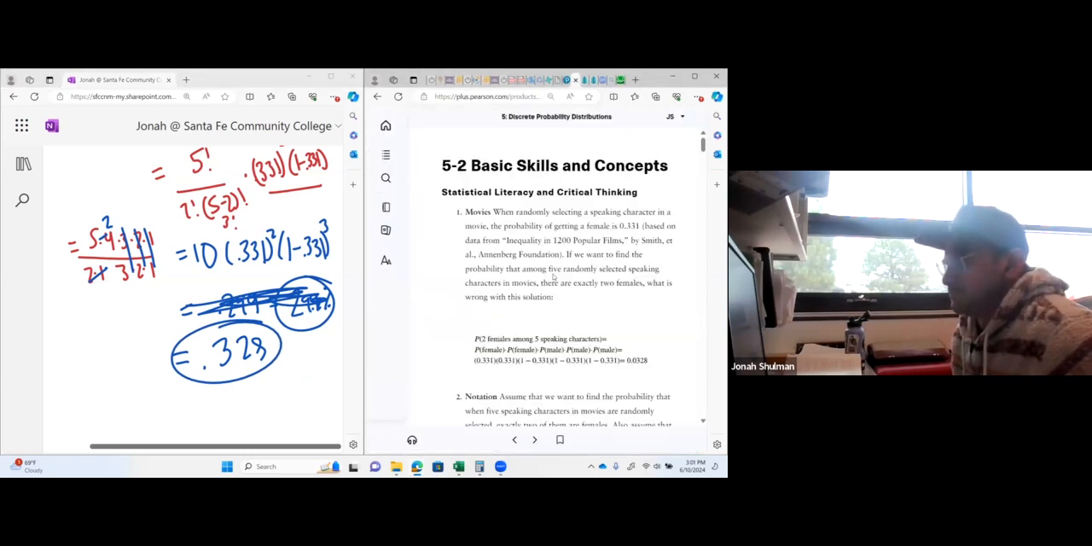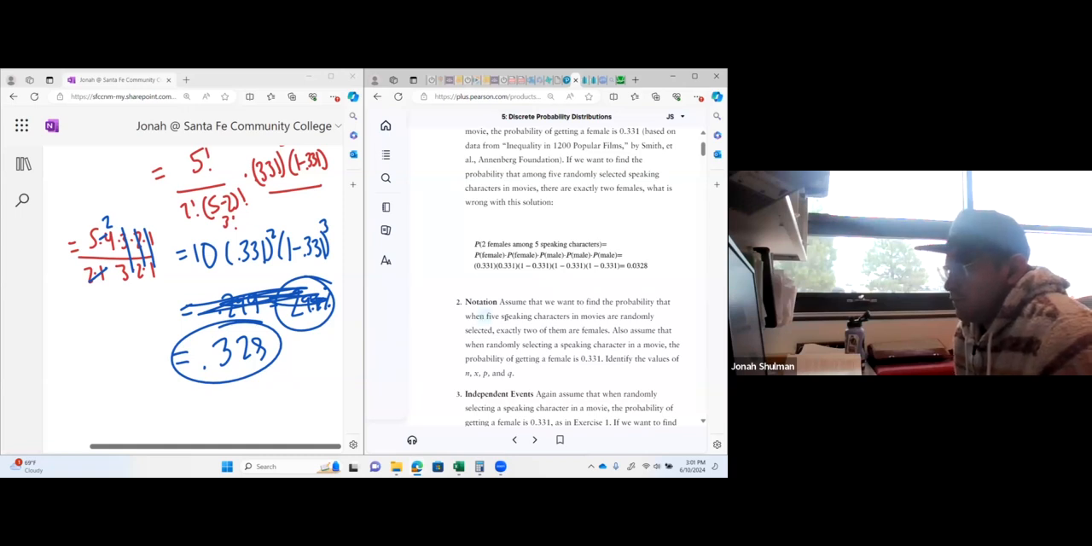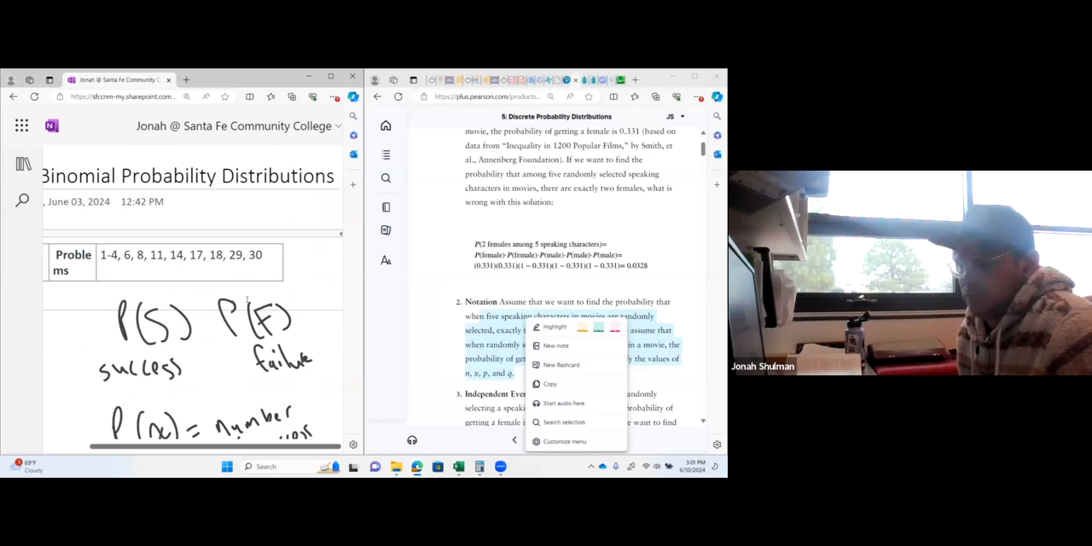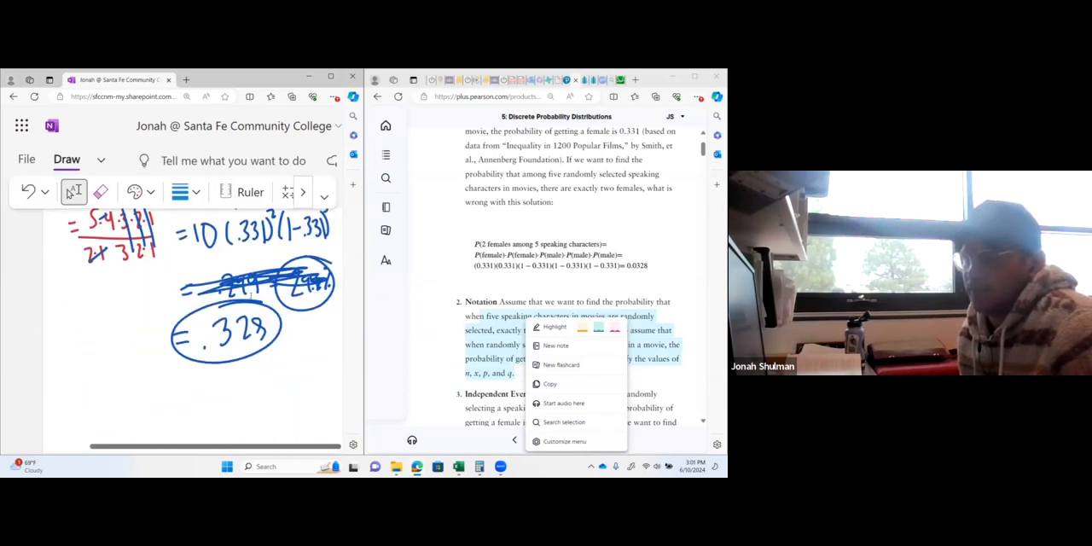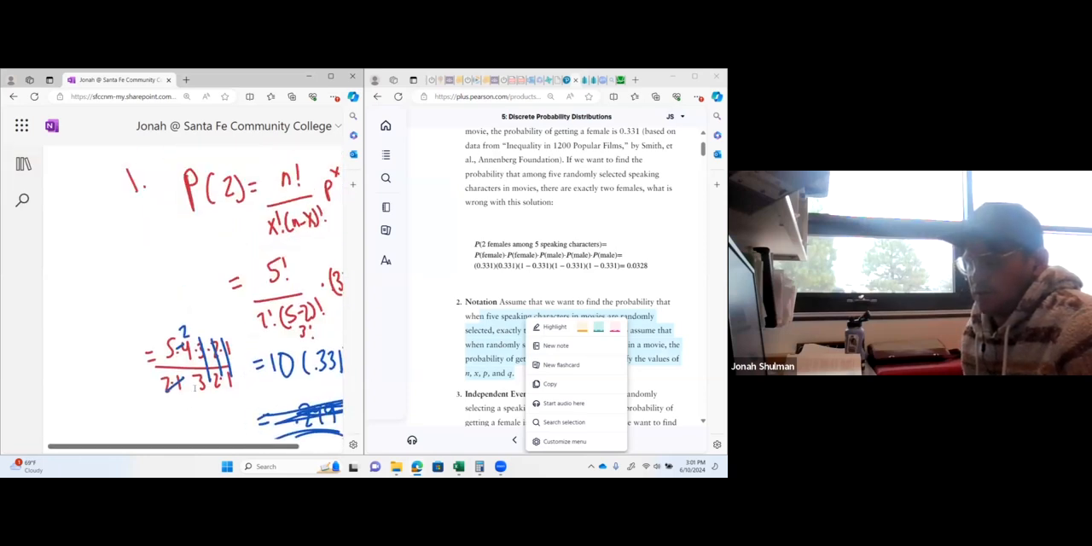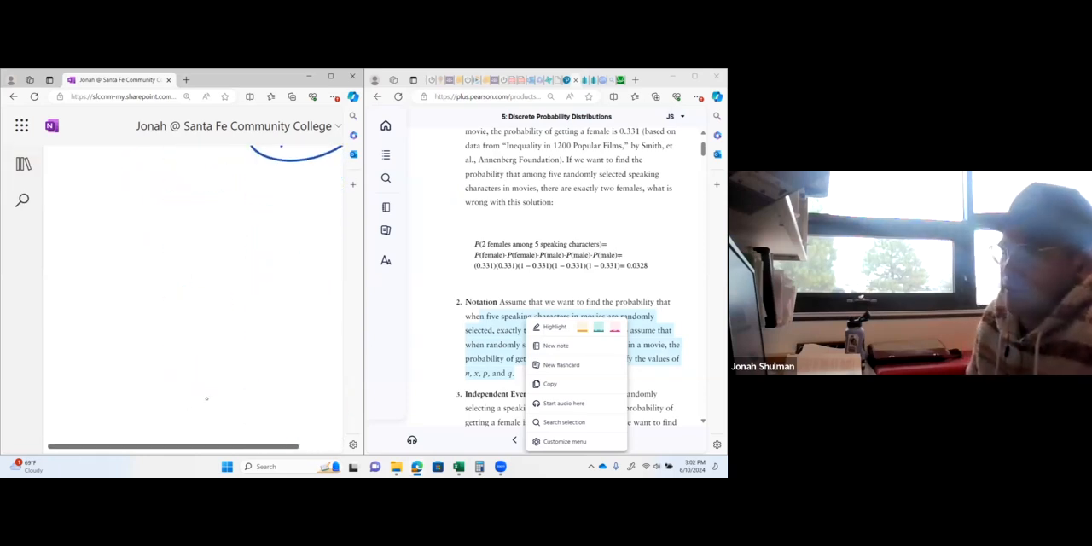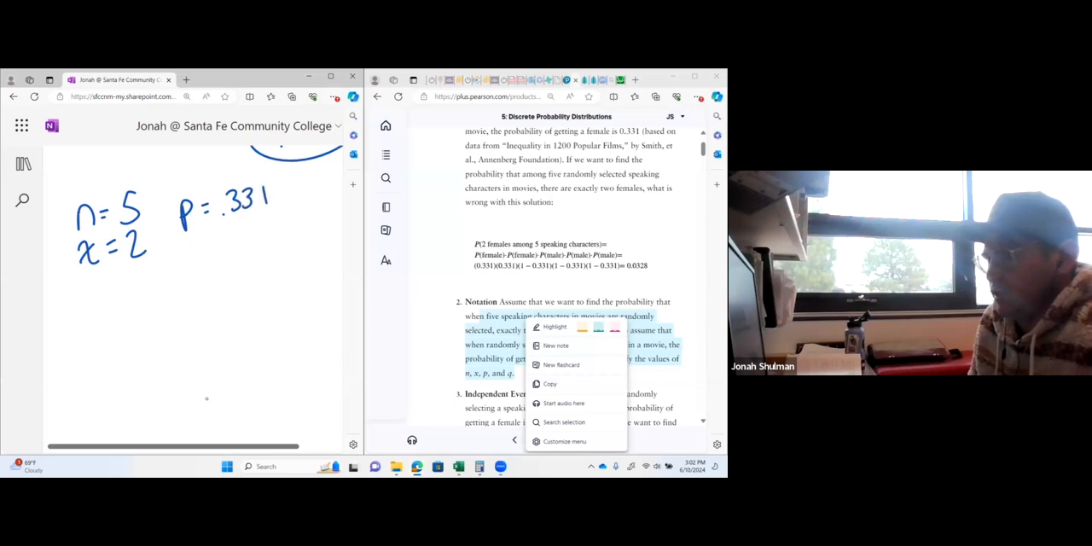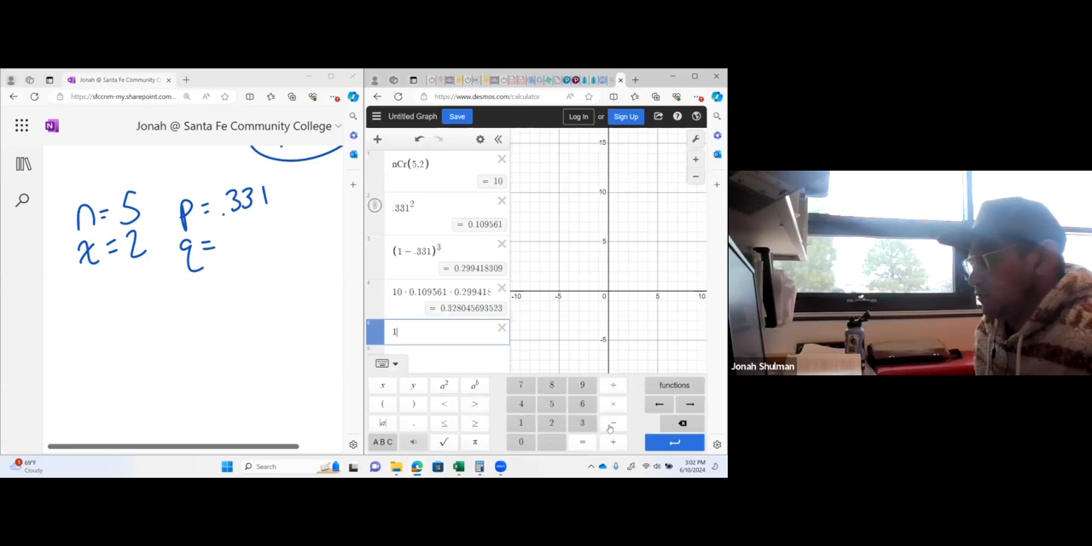Let's go to the next one. Assume we want to find the probability when 5 speaking characters move the ranks. Exactly 2 of them are females. Also assume randomly selected, what will be the probability of getting the... Oh, well, we already did it, but let's see if we have to do, oh, it's 1 through 4. Okay. So we have everything here. Your N is your number of trials, which is 5. Your X is how many we want exactly, 2 females. Your P is 0.331, and your Q is 1 minus that. Just gonna use decimals from now on.